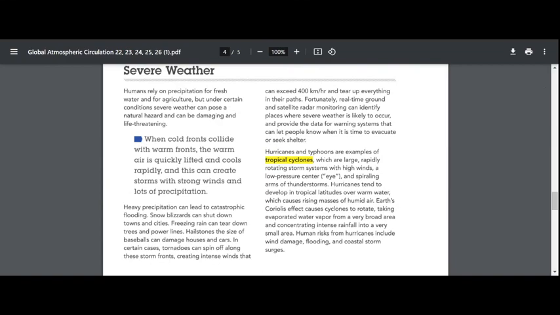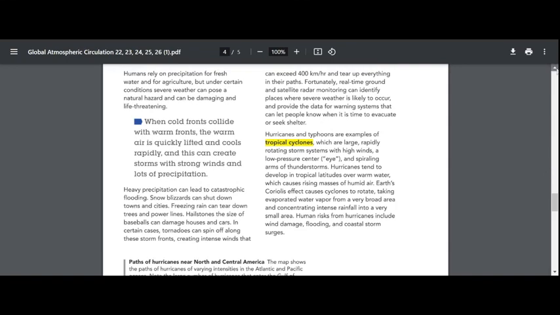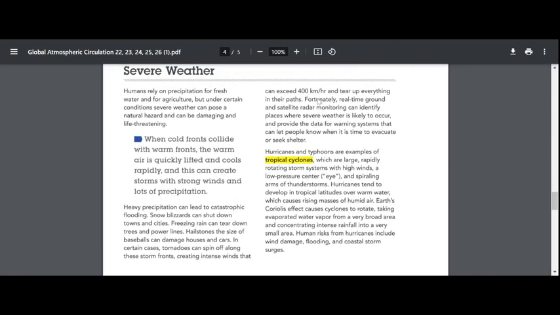Heavy precipitation can lead to catastrophic flooding. Snow blizzards can shut down towns and cities. Freezing rain can tear down trees and power lines. Hailstones the size of baseballs can damage houses and cars. In certain cases, tornadoes can spin off along these storm fronts, creating intense winds that can exceed 400 kilometers per hour and tear up everything in their paths.